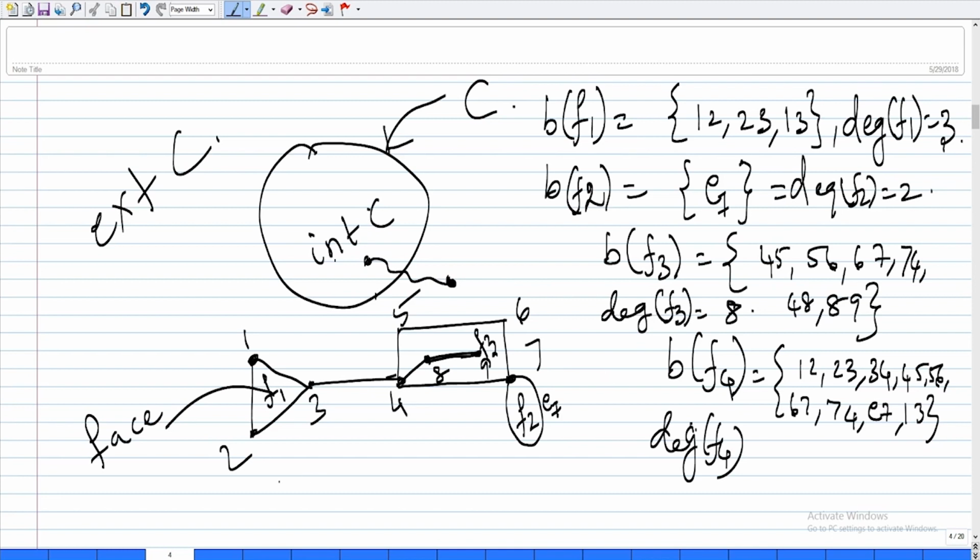Here also, like our first theorem in graph theory, if you have come across it: the sum of all the degrees of a graph is equal to twice the number of edges, right. Here also, the sum of all the degrees of faces is going to be equal to twice the number of edges. Why? Because every edge will be a boundary for an interior region as well as an exterior region, right. So it will be counted twice. In that sense, the sum of all the degrees of this graph should be equal to twice the number of edges. So how many edges are there?